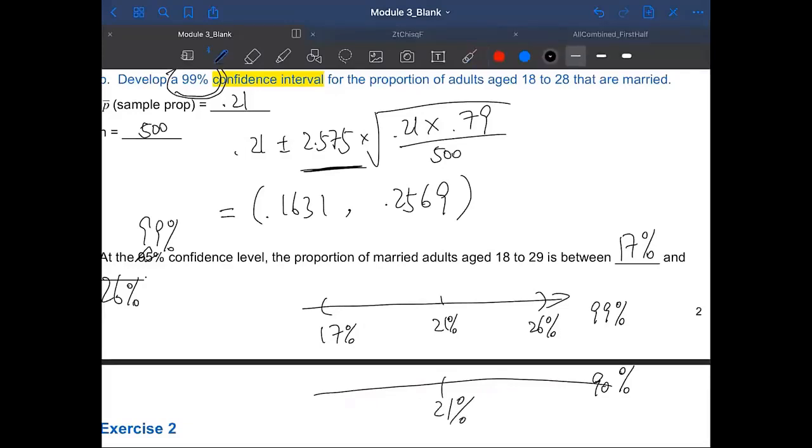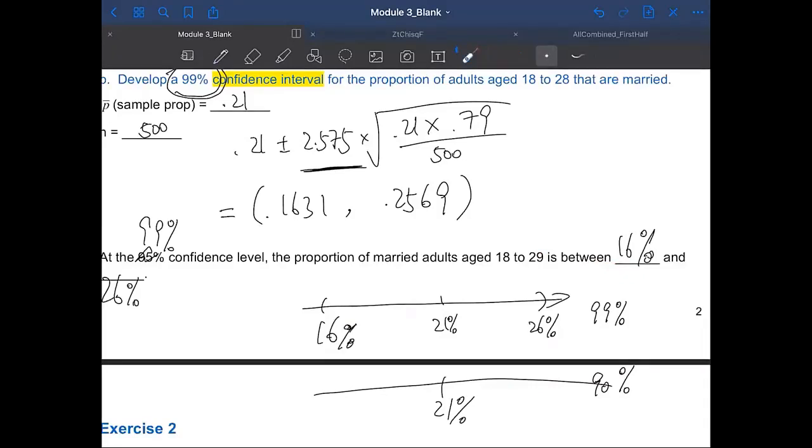How about the width of the interval? Previously, this part is the width. From 17 to 21, that's a 4% difference. Wait a second. You guys didn't even correct me. When I round this one, it should be 16%, right? If you round it, it should be 16%.